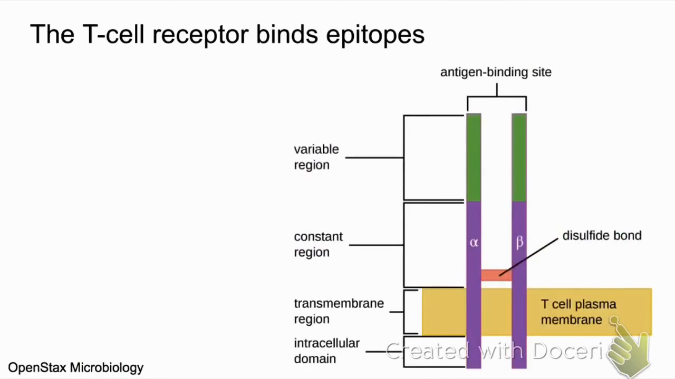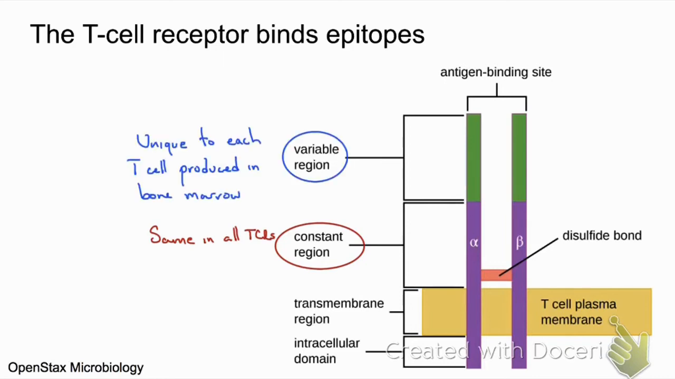Now, as already mentioned, each T cell is going to have what we call a T cell receptor, and this picture here is a model of the T cell receptor. This is a membrane-bound protein that contains a constant region. This constant region is going to be the same in all T cell receptors that are produced within the body. They all contain a variable region, and each of these is going to be unique to a T cell that is produced within the bone marrow.